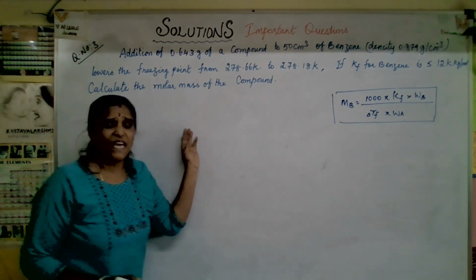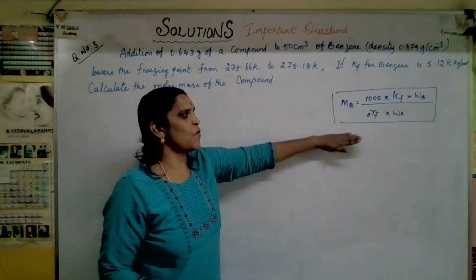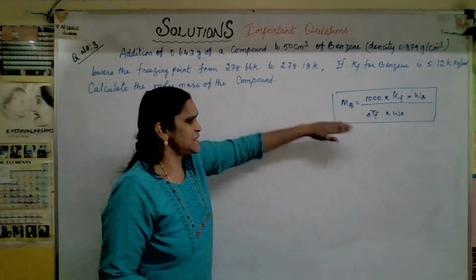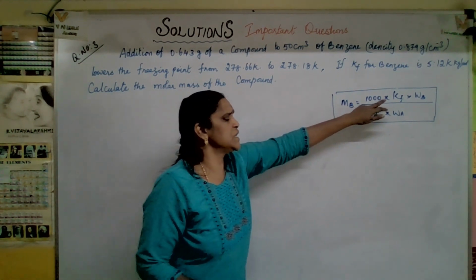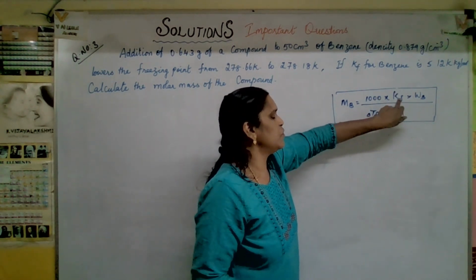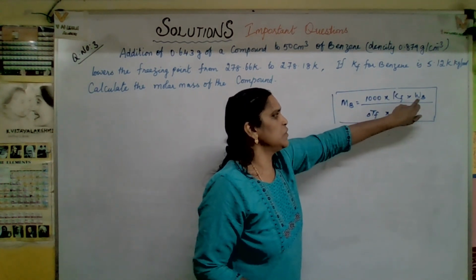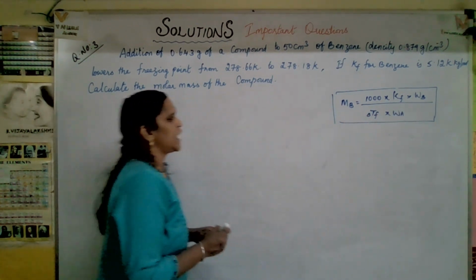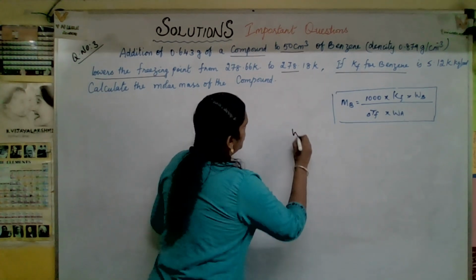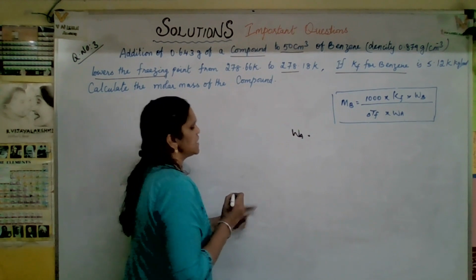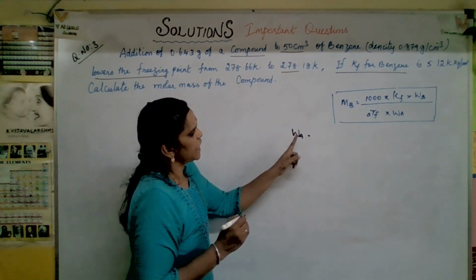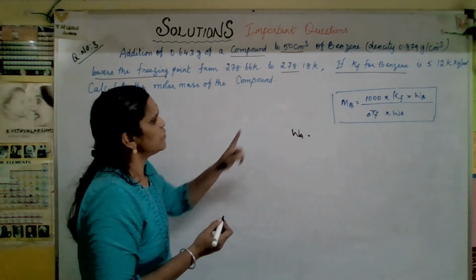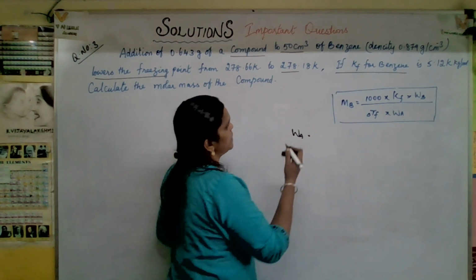Here, this is also the same idea. Only thing is, instead of delta TB, you have to apply delta TF. The same idea. MB equal to 1000 into KF into WB divided by delta TF into WA. Okay, now let us apply all the values here. WA first and foremost, let us discuss. WA is the given mass of the solvent. Here, for the solvent, the volume is given, no?